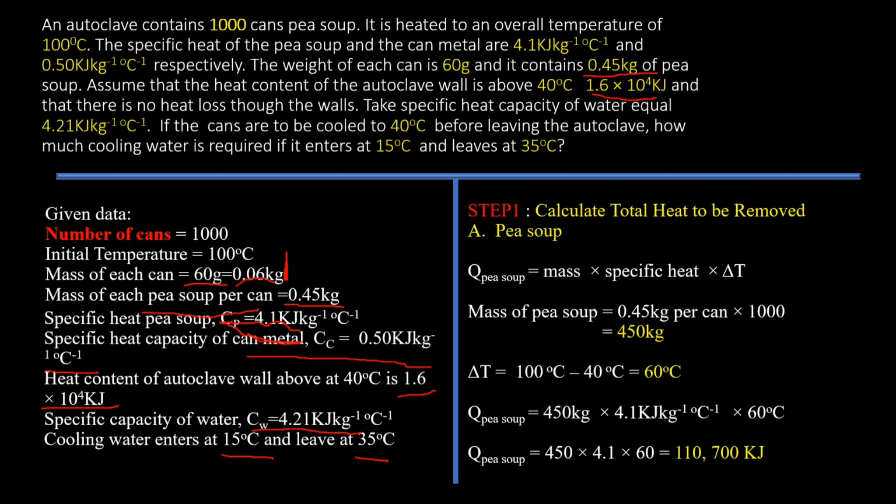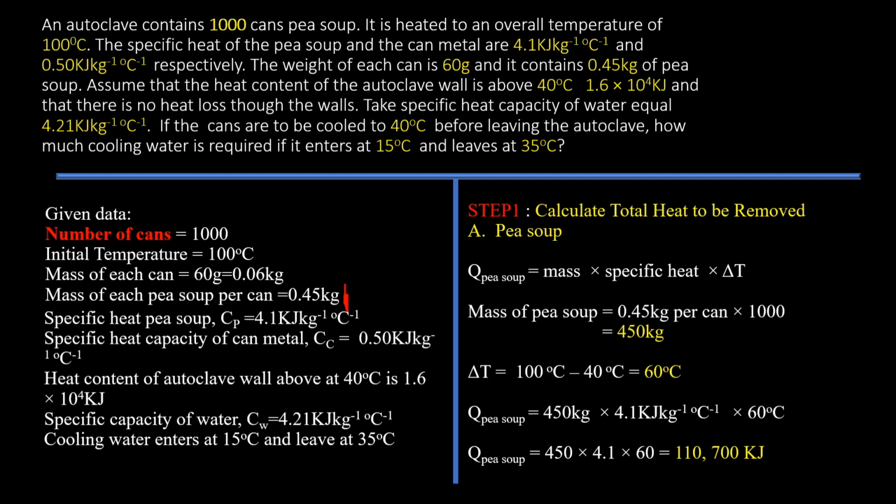Okay, now we want to calculate for pea soup. We already know the mass of pea soup. The mass of pea soup is given to be 0.45 kilogram. But let's take note of something. It is 0.45 kilogram, right?